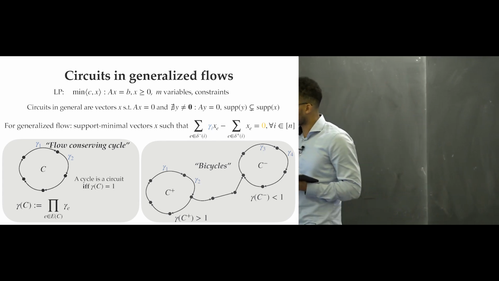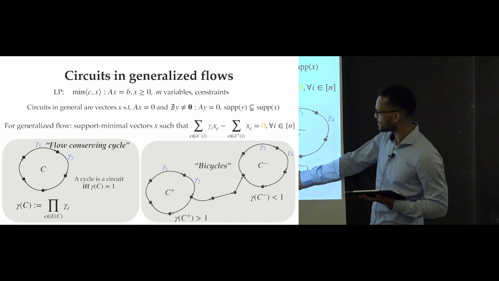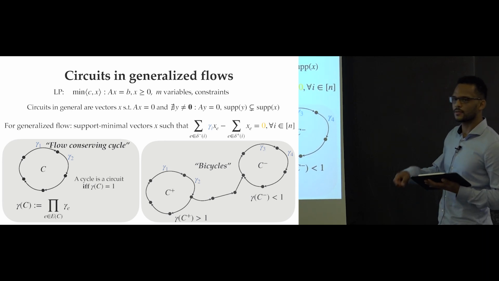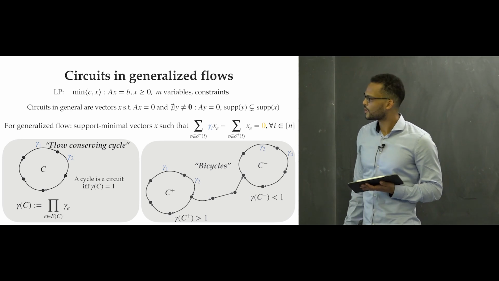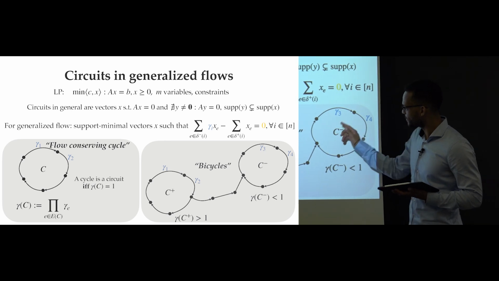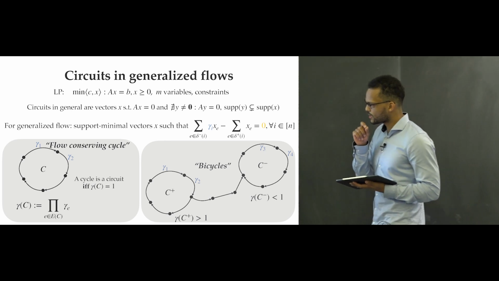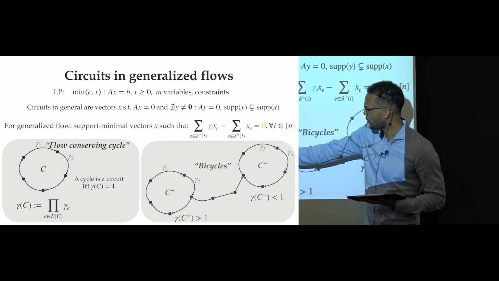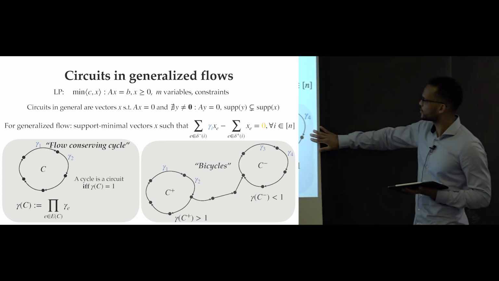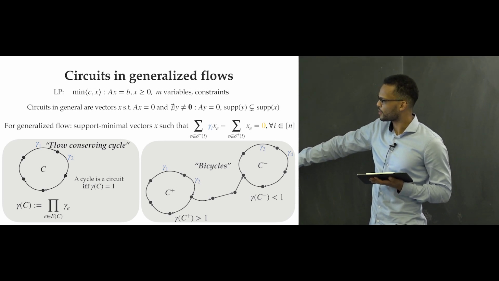The more interesting and more generic type of circuit are bicycles, where, similar in structure to the circuits that we had for undirected graphs, you would have two cycles that are joined by a path. But now the direction is somewhat important. Namely, for one cycle, you want it to be so-called flow generating, meaning that the product of the gammas is larger than 1. And for the other one, you want it to be flow absorbing, which means that the product of the gammas is smaller than 1.